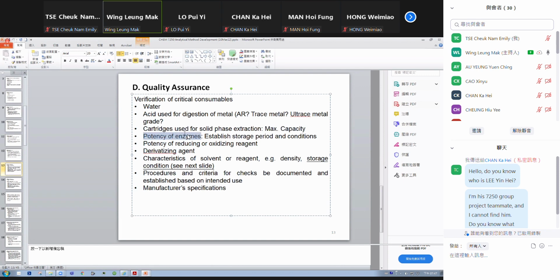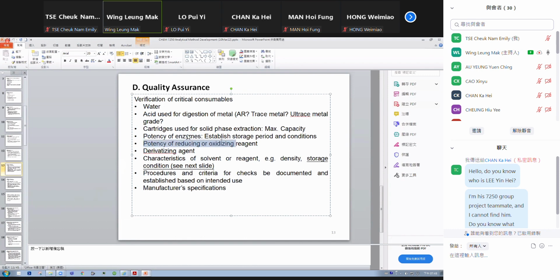Potency of the enzymes. Some food analysis may use enzymes, for example, dietary fiber analysis. How do you ensure that the enzymes are still active? Compare the expiry date, yes, it must be complied with. But when the enzyme has deteriorated, you need to do some quality control to check that the enzyme is still working.